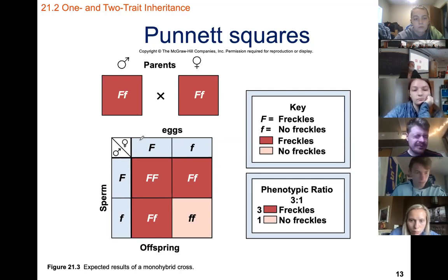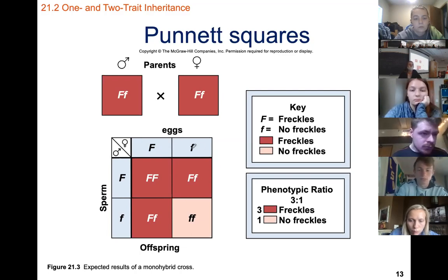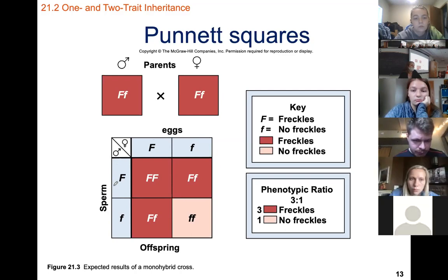So the female on the top is big F, small f for this trait, meaning that the female has freckles. Her genotype is big F, small f. The male, or the sperm cells, have the possibility of being big F, small f, because that individual has freckles, but they are heterozygous at that trait.